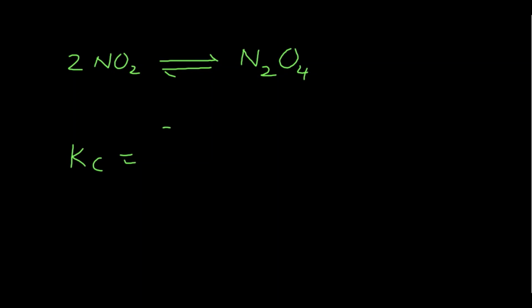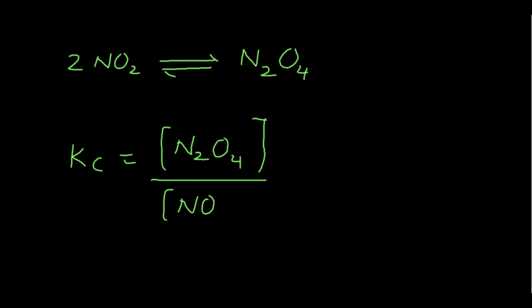So what product is given here? Dinitrogen tetroxide, N2O4, right students? And what is the reactant in this reaction? Nitrogen peroxide is the reactant. How many moles are given? 2 moles are given, so 2 should be written in the form of power. So this is the value of Kc for this reaction.